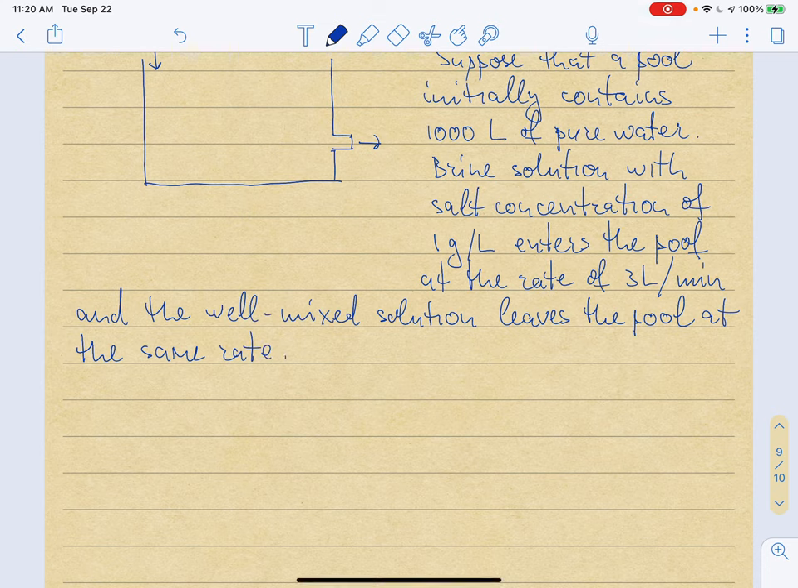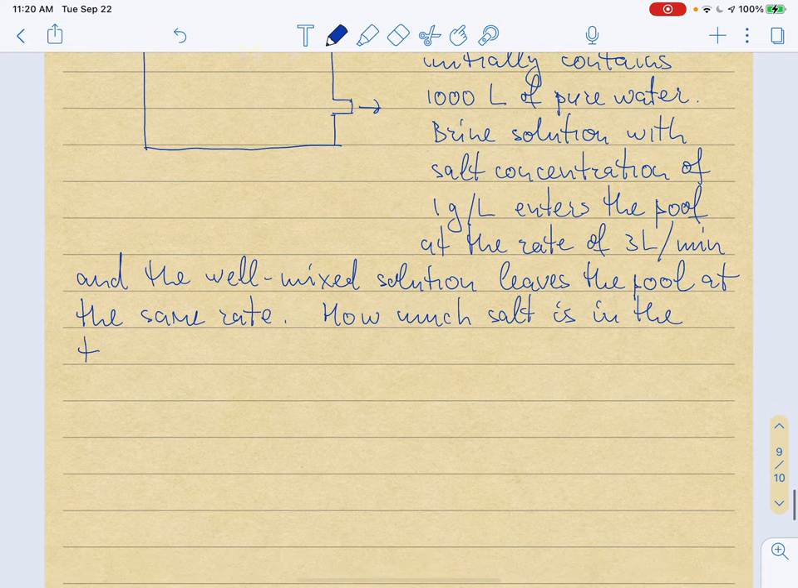Here's a question. How much salt is in the tank at time t?